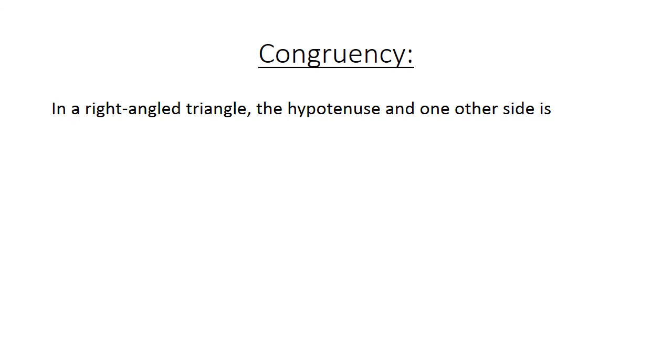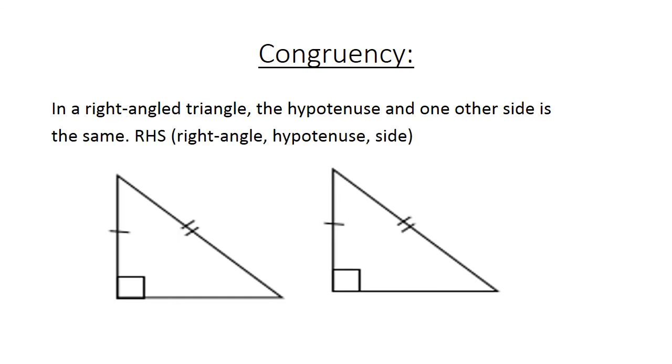Congruency. In a right angle triangle, the hypotenuse and one other side is the same. First we look for the right angle, and there we see it at the bottom. Then the hypotenuse and another side.